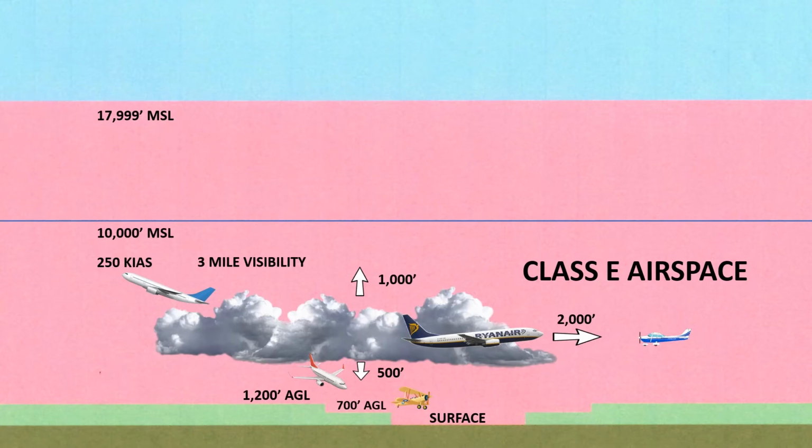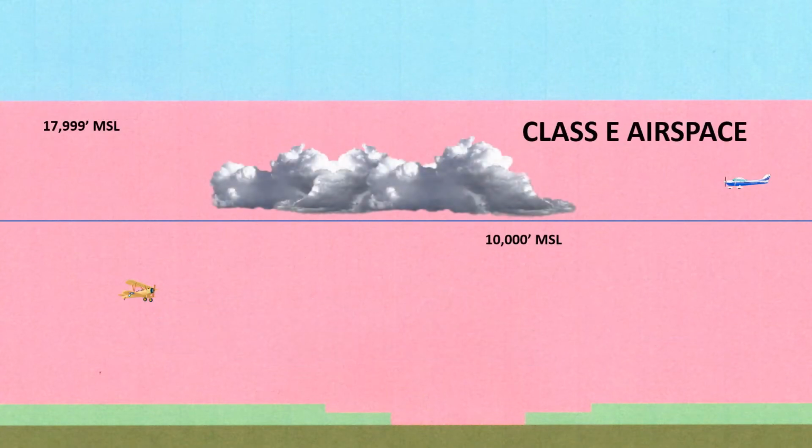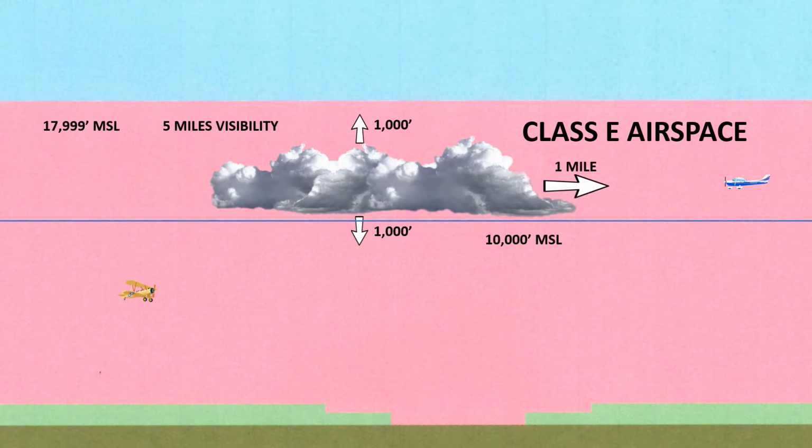That's where the most important thing comes in. Above 10,000 feet, things change a little bit. Here you are required to have 5 miles visibility, 1,000 feet above, 1,000 feet below, and 1 mile horizontal from clouds. This guy coming off the surface is still climbing up to the flight levels. He's still doing 3,000 foot a minute, and he's probably doing 250 knots now.